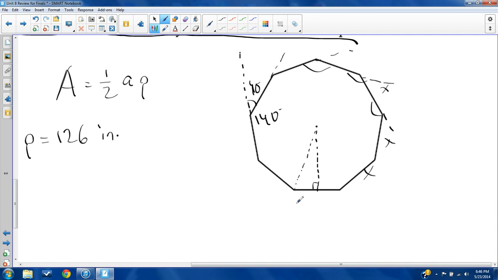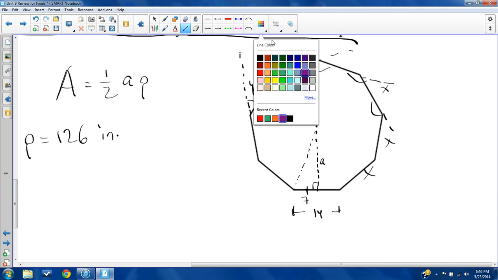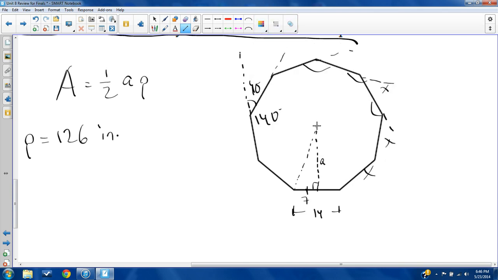So what we also know, what we just found out, was this was 14 inches across right here. If this whole thing is 14, this divides this length in half. So this right here is 7. This length is 7. I need to find this length right here. I don't know anything else. Remember what we need to do here. We need to look at central angles. And central angles are made from the radii. The radii are drawn right there and right there.